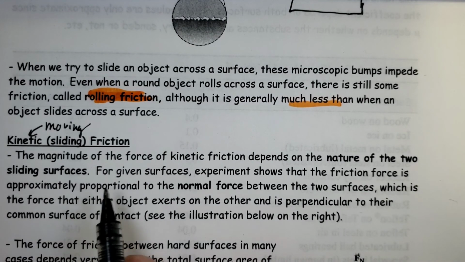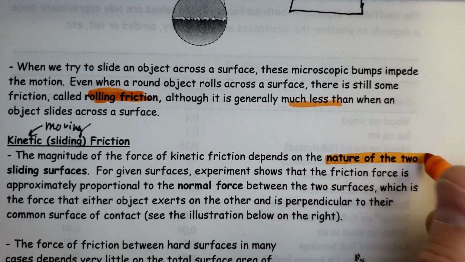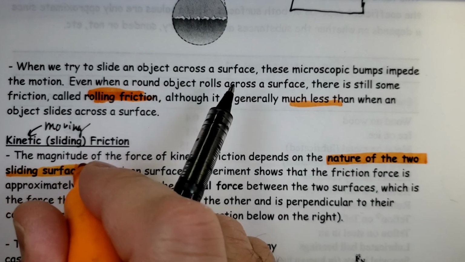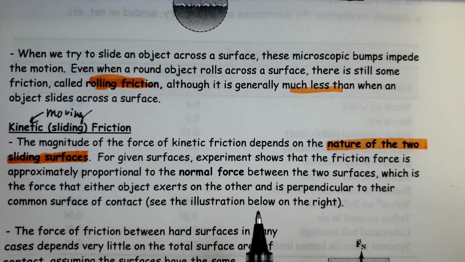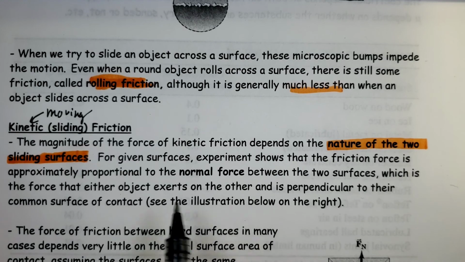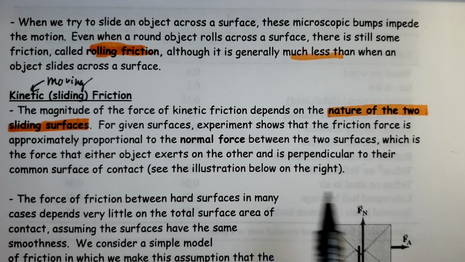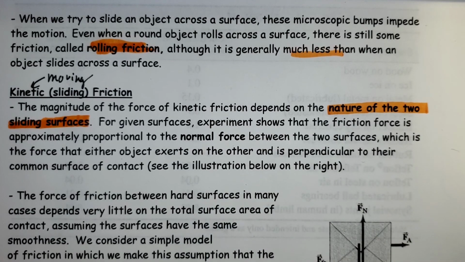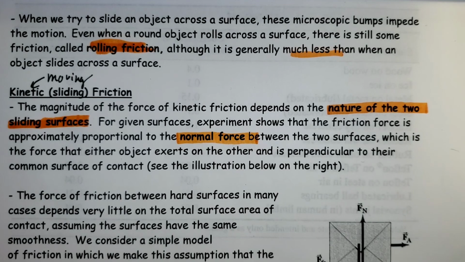The magnitude of the force of friction depends upon the nature of the two sliding surfaces. Is it wood on wood? Is it rubber on ice? Is it rubber on pavement? The nature itself determines how much kinetic friction there is. For given surfaces, experiments show that the friction force is proportional to the normal force between the two surfaces. So the larger the normal force, the larger the friction.